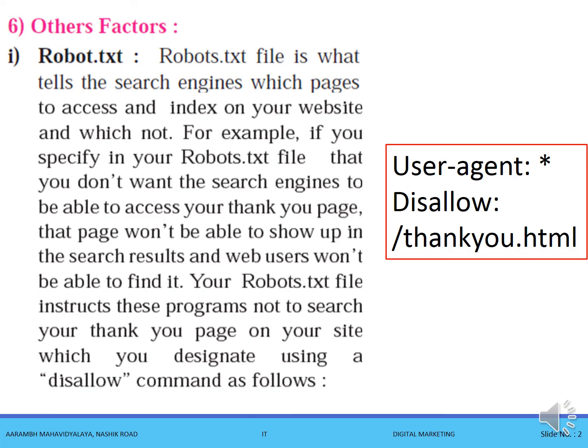Let's look at other factors which affect your ranking. First one is the robots.txt. The robots.txt file tells the search engine which pages to access and index on your website and which should not be. That means from the complete database, which pages should be included and which pages should be excluded from the index is suggested to the search engine by this robots.txt file.